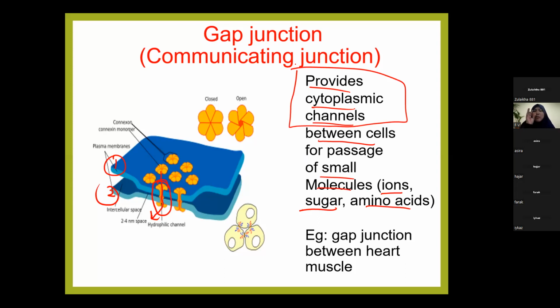So apa yang ada dalam cytoplasm cell A boleh dihantar ke cytoplasm cell B through the gap junction like ions, sugar, amino acid, whatnot. Example, the gap junction between the cardiac ataupun heart muscle. Gap junction antara kita punya tisu jantung, antara tisu jantung satu dengan yang seterusnya. That's why electric signal boleh dihantar ke jantung dengan baik supaya jantung boleh kekal berdegup. Okay, itu detail nanti you belajar bio tu. Okay, right. So that is gap junction. Okay.